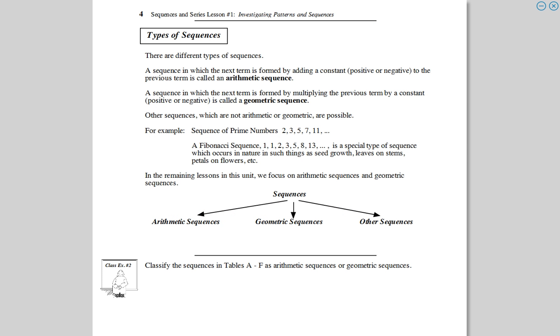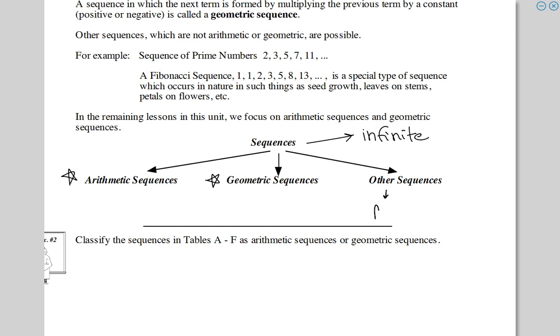Types of sequences, we just talked about this. You have arithmetic sequences and you have geometric sequences in this course. So this is your focus. We also have infinite sequences. That's going to be part of your studies. And then this other category is stuff that just doesn't fall into either arithmetic or geometric. So for example, if any of you are aware of the Fibonacci sequence, that would be a type of other.